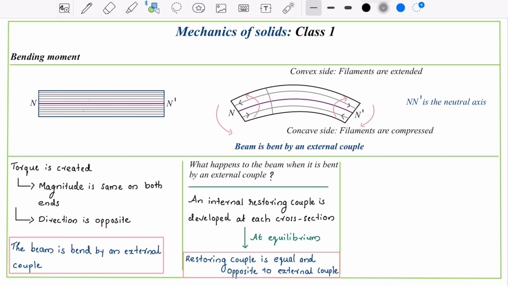Now these are the cross sections. I have drawn the cross sections inside the beam. At each cross section the restoring couple is developed. This is one cross section, and this is another cross section. At each cross section the restoring couple is developed, which is equal and opposite to the external couple which is trying to bend the beam.